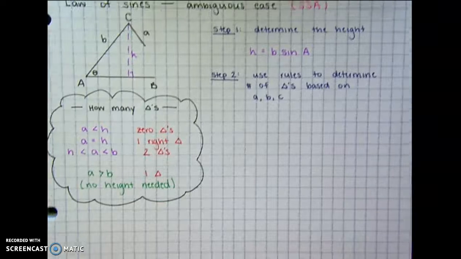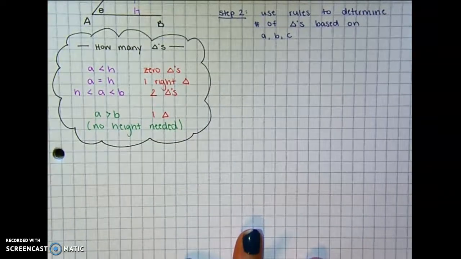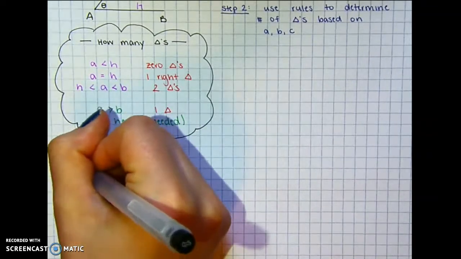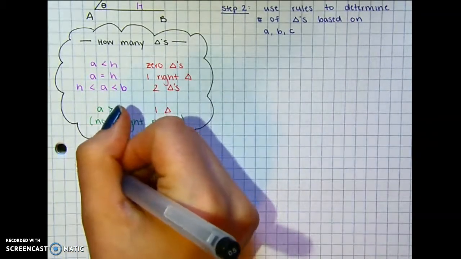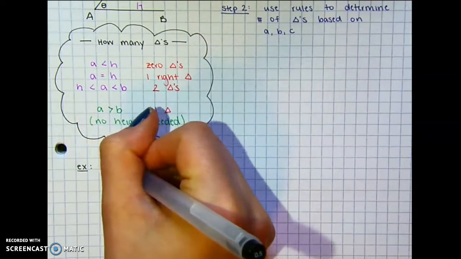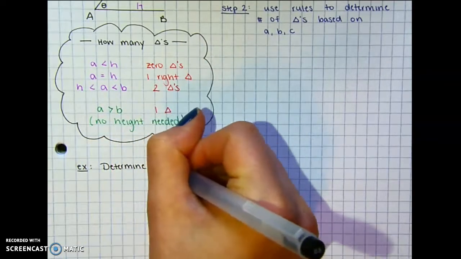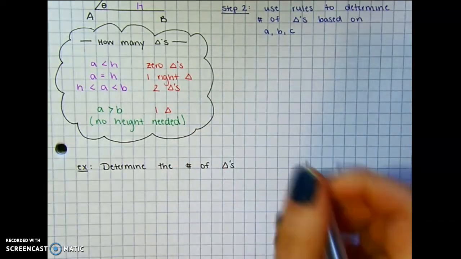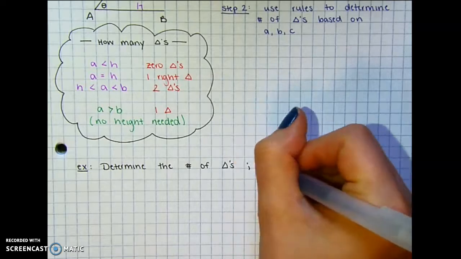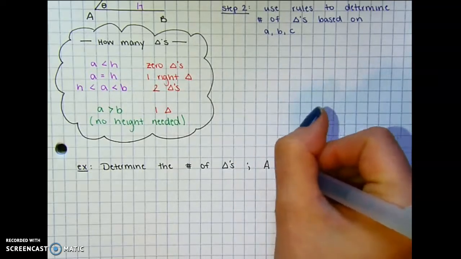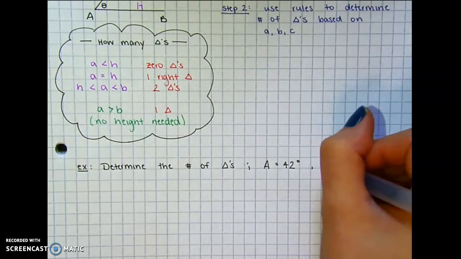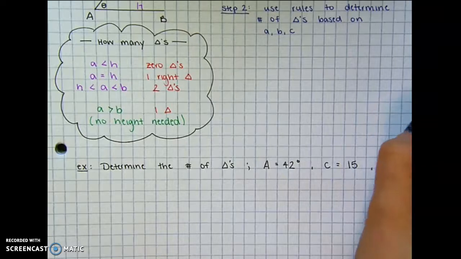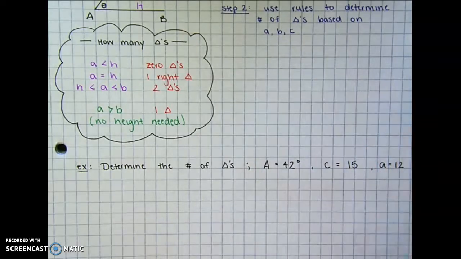So let's just do a quick practice problem of just determining the number of triangles. So determine the number of triangles. We'll say if angle A is equal to 42 degrees, side C is equal to 15, and A is equal to 12. Whatever the units are, I don't care.